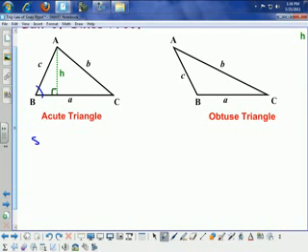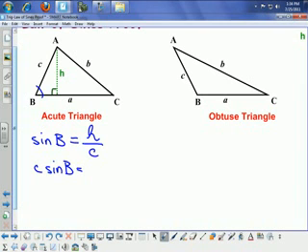So sine of B, by our SOHCAHTOA definition, would be opposite h over hypotenuse c. And we're going to go ahead and solve this equation for h by multiplying both sides by c. So we get side c times sine of angle B equals the height.